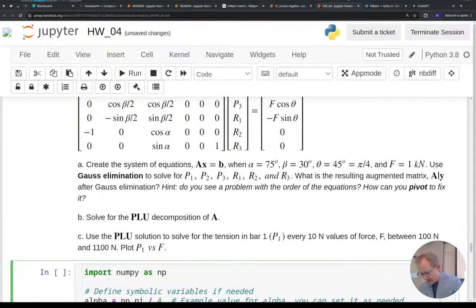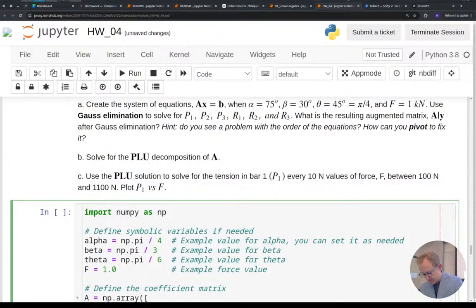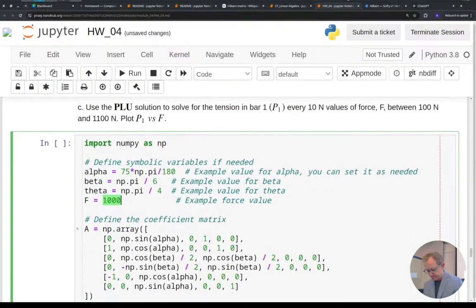So what did we have? We had alpha 75. Beta was 30, so that was kind of a good guess. And then theta is pi over 4. And then F, we'll give it 1,000 newtons. And here, again, I like to, if I'm going to copy paste, improve.